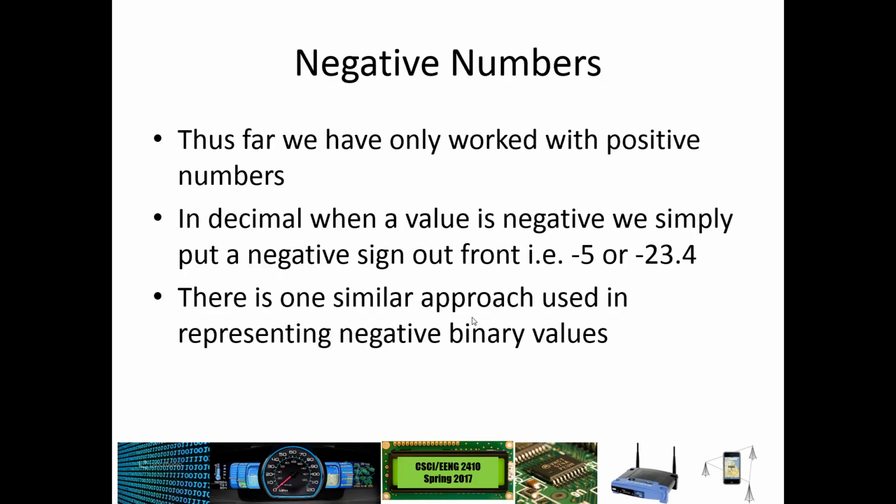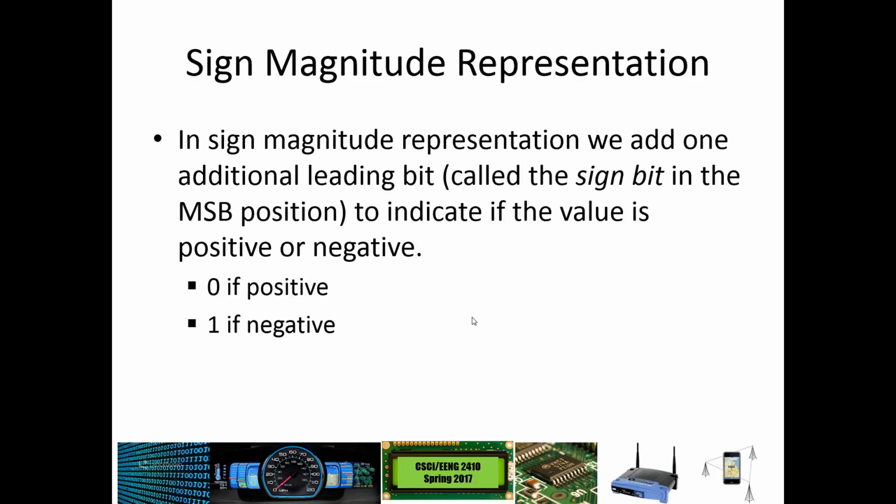Well, thus far we've only been talking about positive values and we've only been talking about integers. So now let's talk a little bit about how we might represent negative numbers. In the decimal number system, whenever we want to represent something as negative, all we have to do is tack a negative symbol onto the front. That is one approach that is sometimes used in binary systems. What you do is designate a bit as your sign bit, S-I-G-N, sign, to indicate whether something is positive or negative. That's called a sign magnitude representation.